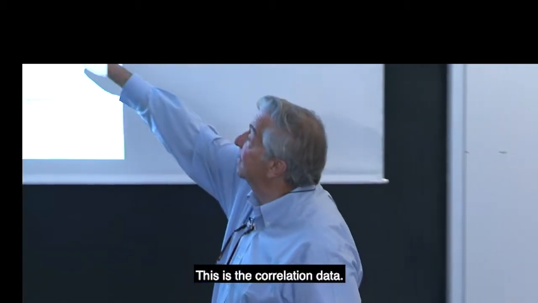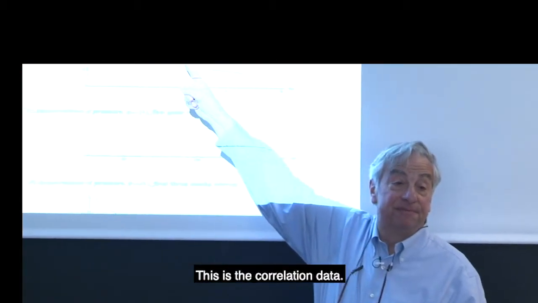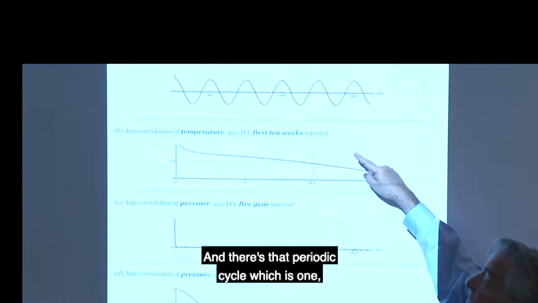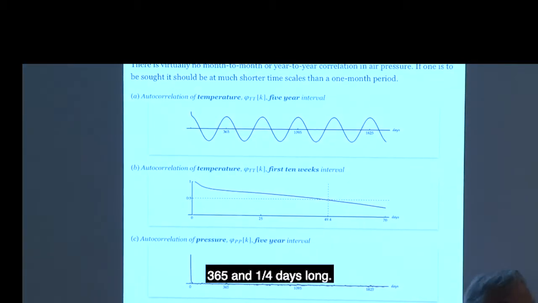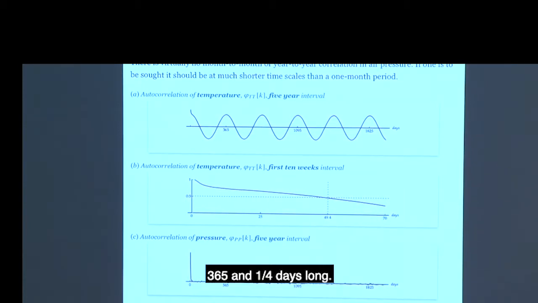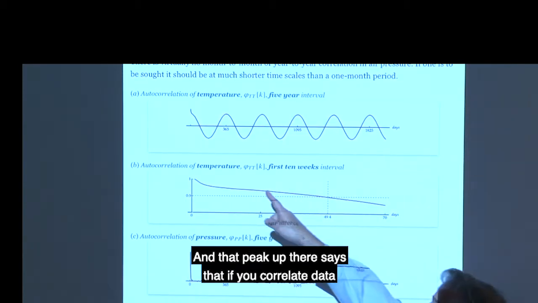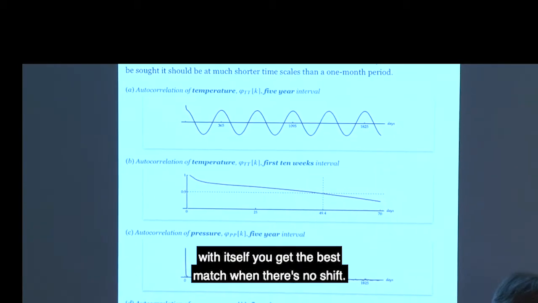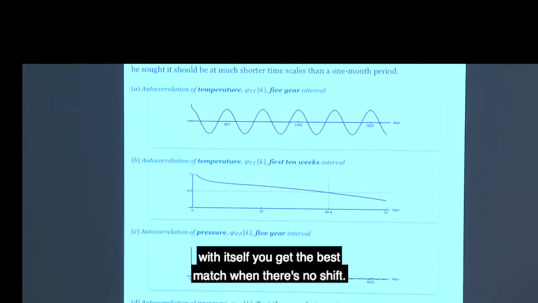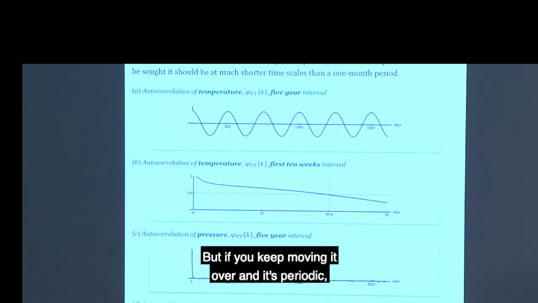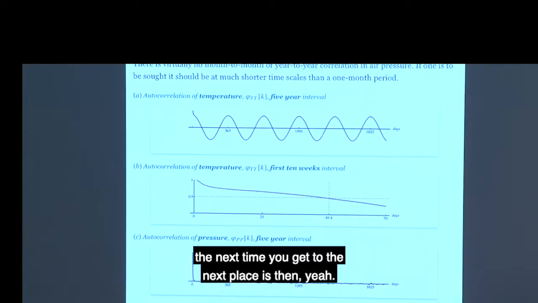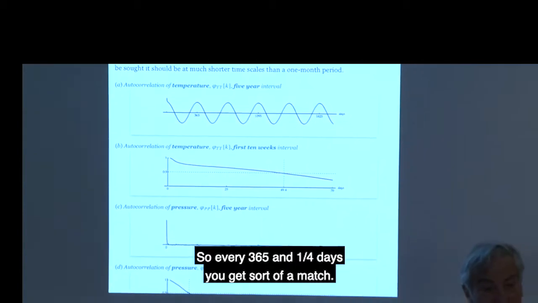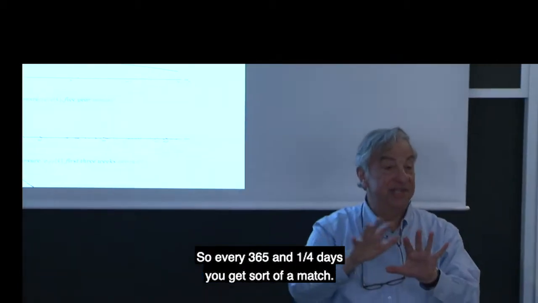This is the correlation data. And there's that periodic cycle, which is 365.25 days long. And that peak up there says that if you correlate data with itself, you get the best match when there's no shift. But if you keep moving it over and it's periodic, then next time you get to the next place, it matches again. So every 365.25 days, you get sort of a match.